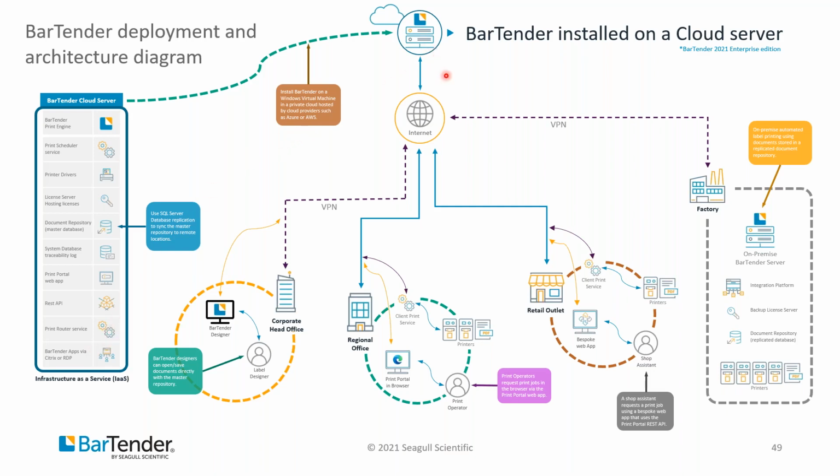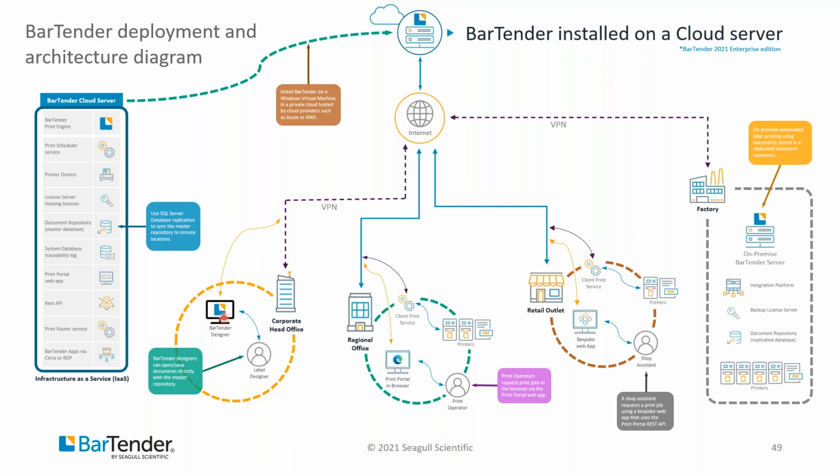Now, fitting into that, here at the corporate head office, we have a user who has the BarTender software installed locally on their workstation. So they're using the software in a local fashion. They can access the printer licensing from the cloud, should they be printing for testing purposes or even normal printing processes.